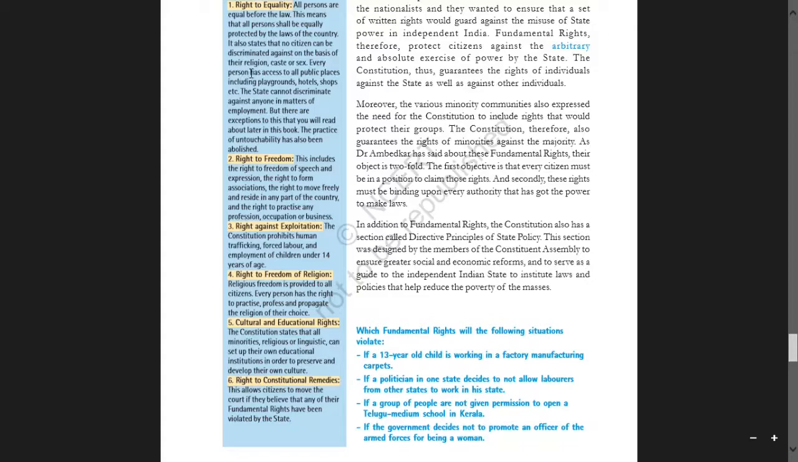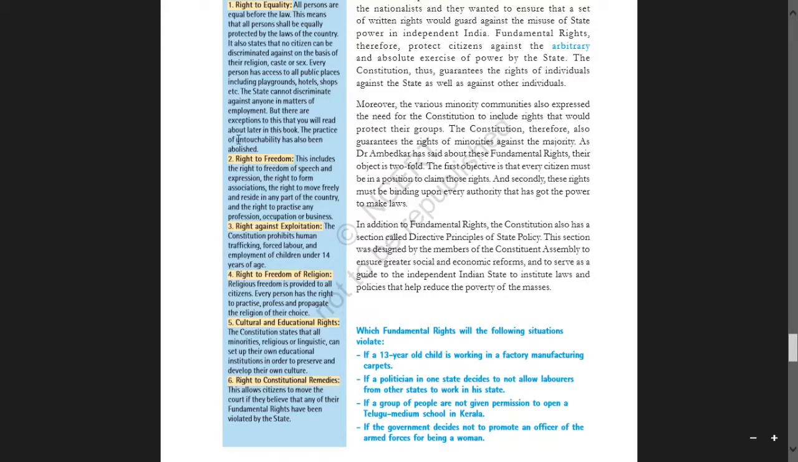Every person has access to all public places, including playgrounds, hotels, shops, etc. So every person can go to those places which are mentioned here. The state cannot discriminate against anyone in matters of employment. So for getting any job, the state cannot discriminate. It cannot say you belong to this community, you cannot go for this job or that job, you cannot apply. So the state cannot do this. But there are exceptions to this that you will read about later in this book.